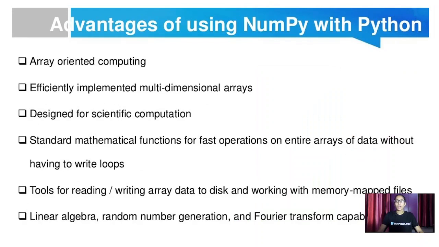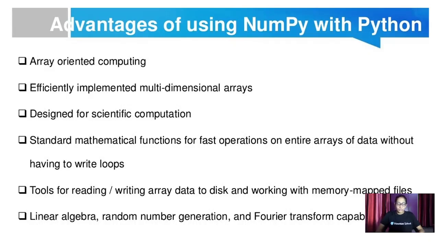So what are the advantages of NumPy with Python? NumPy is highly used in Python. First, it is array-oriented computing. Second, it is efficient at implementing multi-dimensional arrays. Third, it has been designed for scientific computations. Fourth, it has standard mathematical functions for fast operations on entire arrays, depending on the type of array, and it doesn't need any writing of loops.